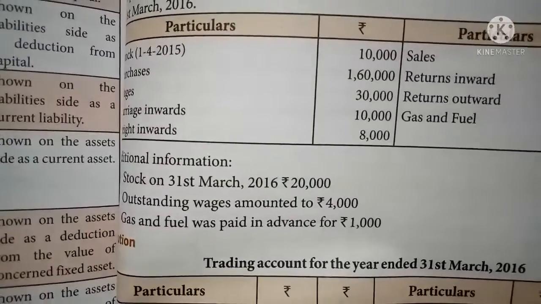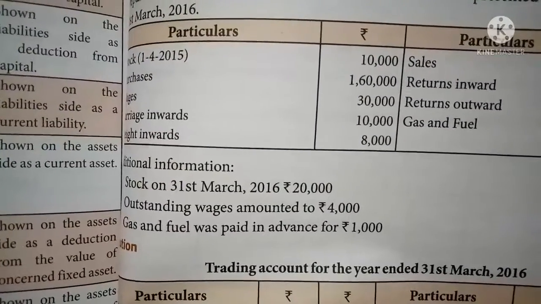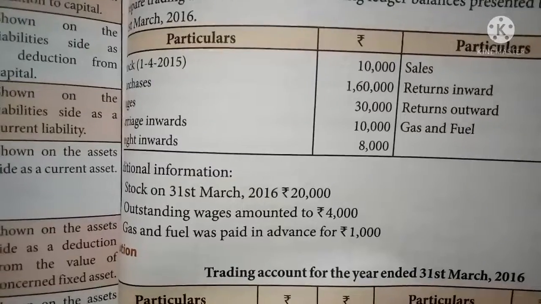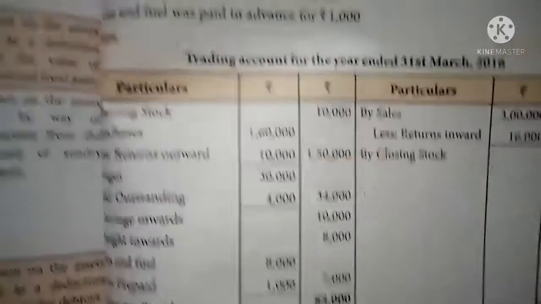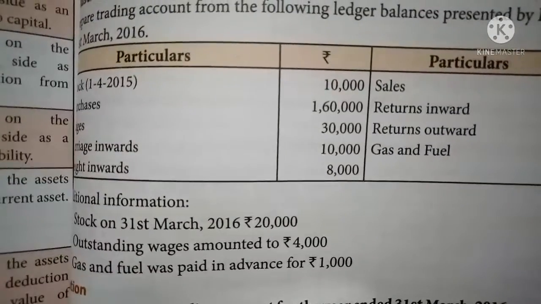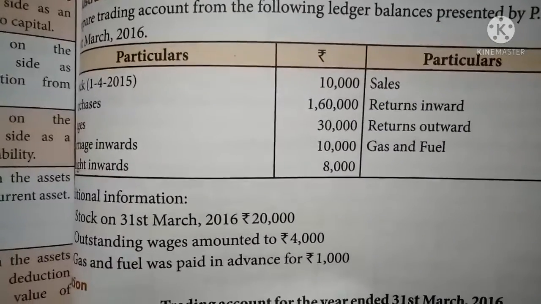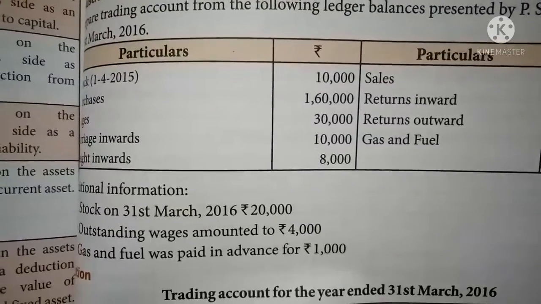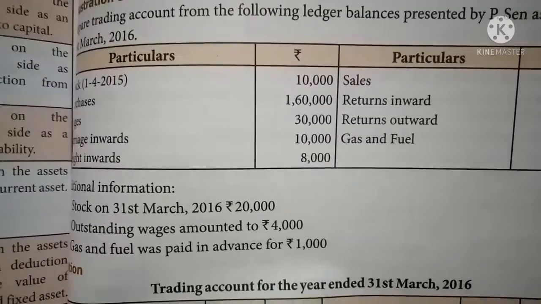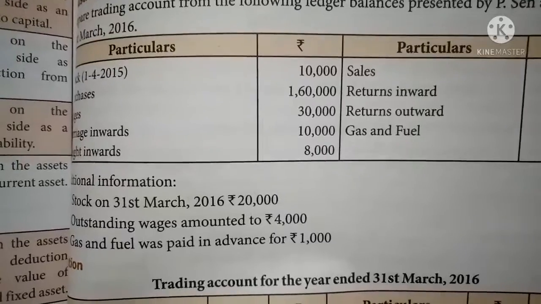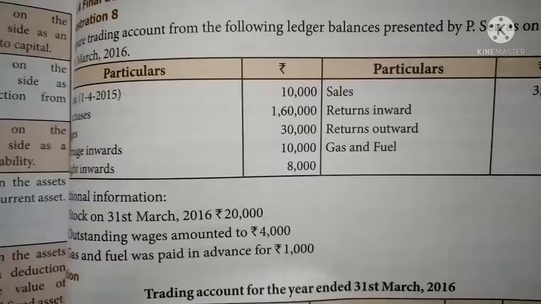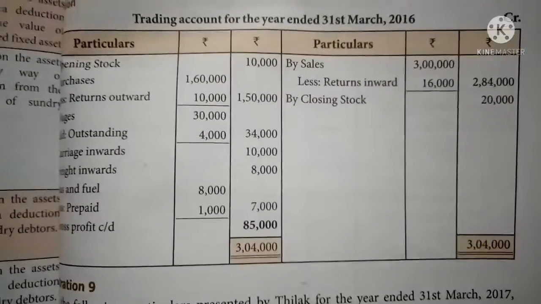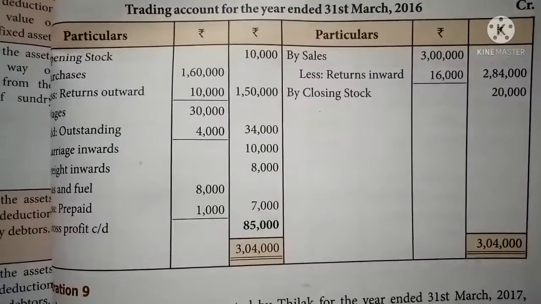Next, carriage inward. For carriage inward, there are no adjustments, so you can write the amount directly, carriage inward 10,000. And then freight inward. For that also there are no adjustments. Only 3 adjustments are there: closing stock, outstanding wages, and gas and fuel. So for freight inwards, there is no adjustment. Take the 8,000 rupees and write it on the debit side of the trading account, to freight inwards 8,000.